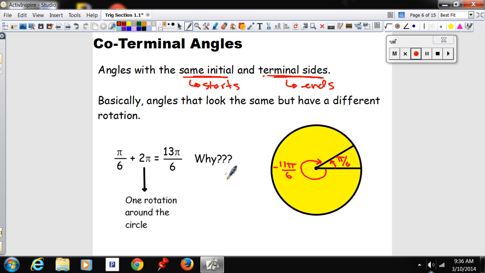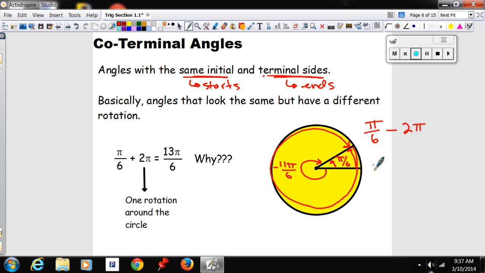Let's see how we get there. I'm going to start with my pi over 6 angle. Okay, so I'm going to start by going up to this line right here. So my first step is just to go up. Then from this angle, so what I did is I went from here to here, right? Follow me so far? Then I'm going to subtract 2 pi. Now what does 2 pi represent on my circle? 2 pi is what? 1 rotation. So I went from here to here, and then I'm going to go 1 rotation back this way.